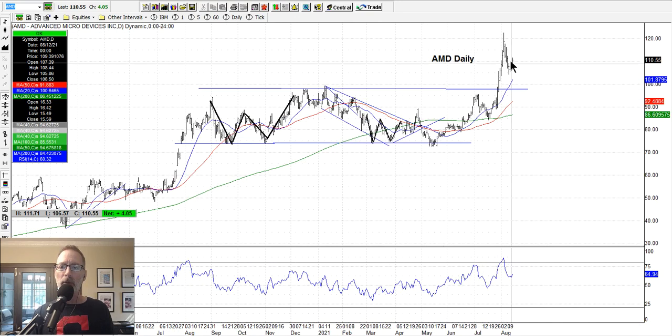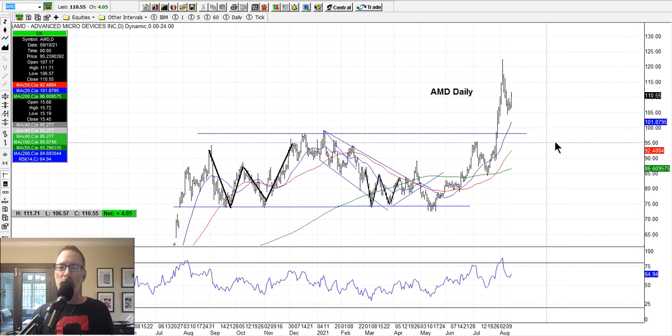I like the pullback here. Talked about it last week. Once you have a vertical move like this, where a stock just goes straight up, gravity will take over at some point, and profit takers will take some money off the table. Other people will say, it can't go any higher, so they'll sell it, and it's what it did. It sold off, went from about $122.50 down to $105, so it lost about $17 or so. And I like to wait for the pullback, and I like to wait for the moving averages to sort of catch up to the price action.